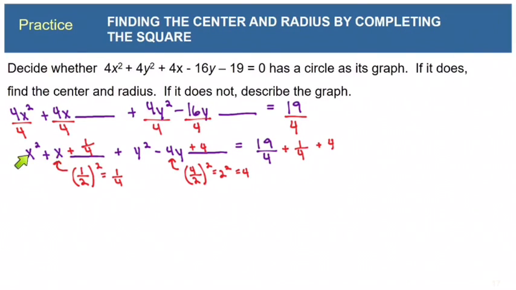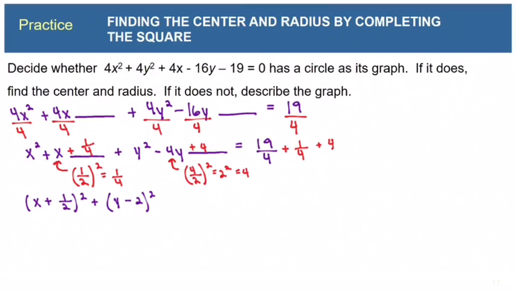Now we'll factor. The x's factor into x plus this square root. Of course, this square root is 1/2, and that binomial is squared, and the y's factor into y minus this square root, and that binomial is squared.